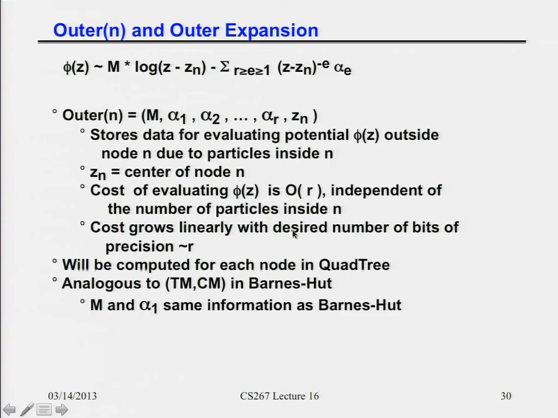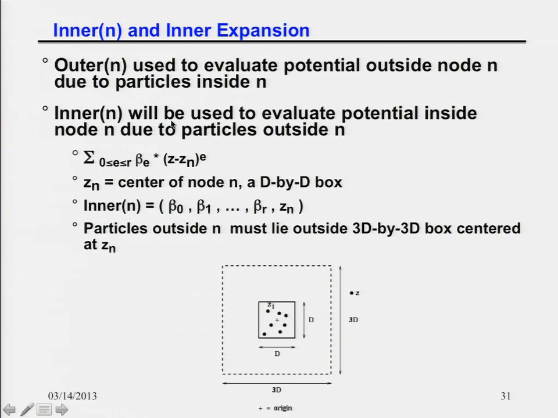And that's analogous to the first part of the Barnes-Hut, where I did a post-order traversal. And for each vertex, for each node in the tree, for each square, I computed the mass and center of mass. So this is the same idea. But now I need something else to go back and evaluate it inside each box. So what I need to do is compute an inner expansion. And that is going to be the force on every particle inside the box due to everybody outside. That's going to give me my final answer, right?